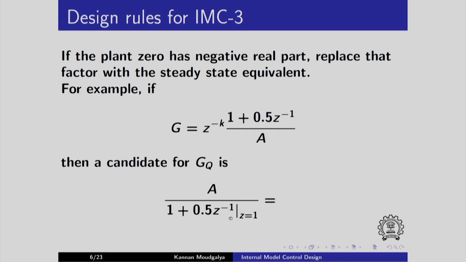Can you guess why we are doing this? This is because if you do not do this, if a factor minus 0.5 is here, then this will result in large oscillations in the control effort. This is something we have already seen while discussing pole placement controllers. So, in this particular case, when I substitute z equals 1, I get A by 1.5.